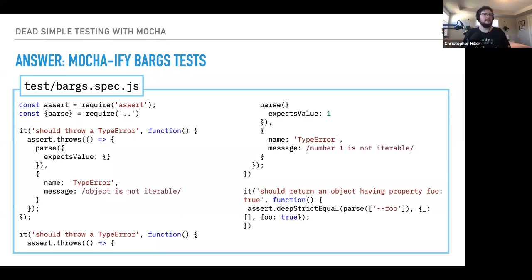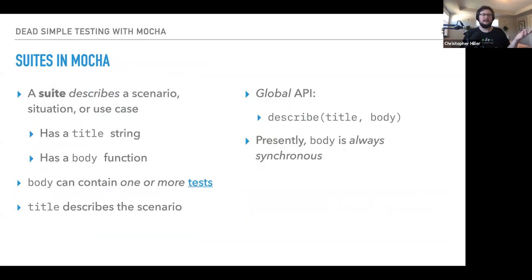Npm test runs Mocha, which loads this test file, and we're using Mocha's API to create tests. So we've created three tests here. Yay! Now, I want to introduce suites. So what a suite in Mocha does, it describes a scenario, a situation, a use case, some sort of context. There are lots of words you could describe it. It's also just kind of a logical grouping or collection of tests. You could think of it that way.